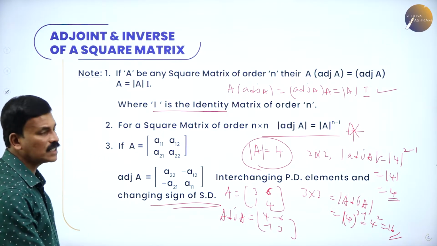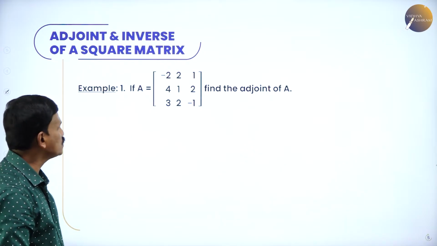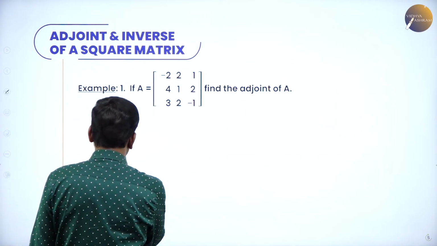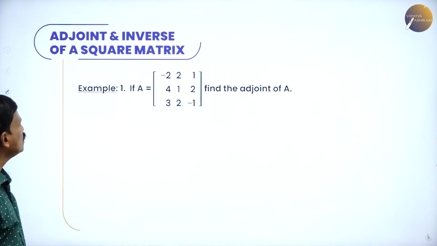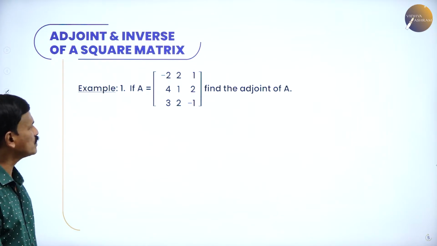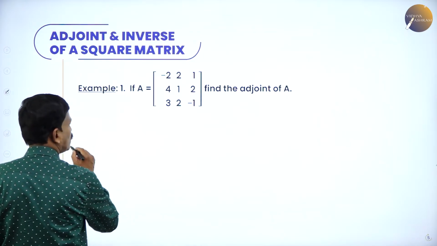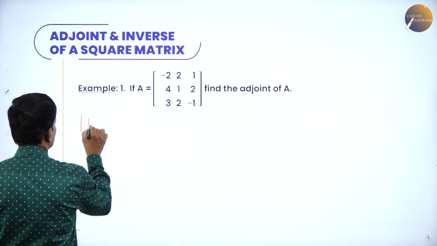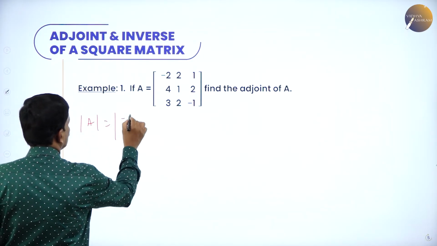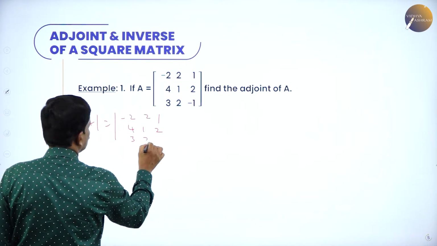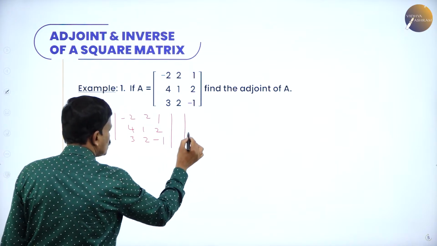Now, let us take a 3 rows 3 column. How to find the adjoint of a third order determinant? Suppose A is equal to minus 2, 2, 1, 4, 1, 2, 3, 2 and minus 1, find the adjoint of A. Now, let us write down the determinant of A. This determinant of A is equal to determinant minus 2, 2, 1, 4, 1, 2, 3, 2, minus 1. So, this is very important.